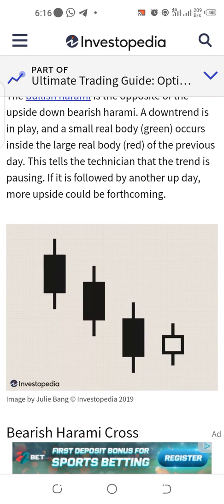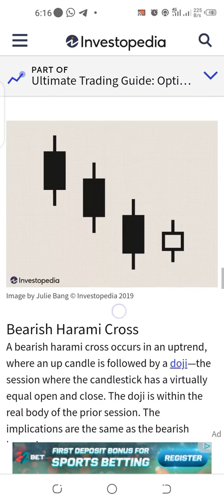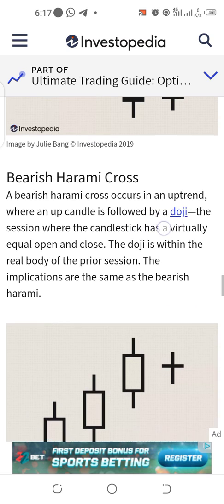Now, the bullish harami. Look at this one. It's the same thing. The bullish harami and bearish harami are direct opposites. In a downtrend, the bullish harami forms at that point. If the next candlestick that forms is bullish, it means the coin is going to start going up. But if the next candlestick that forms after this one is bearish, it means the coin will still keep on going down. So it represents indecision in the market, but you have to watch it because it will help you in trading.